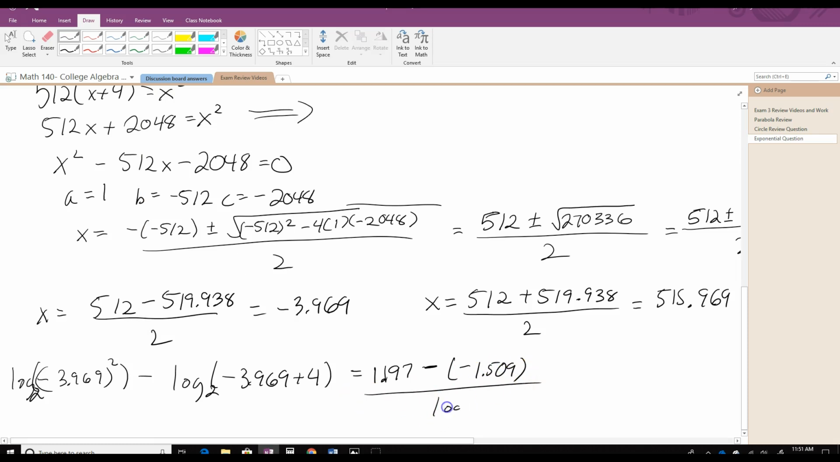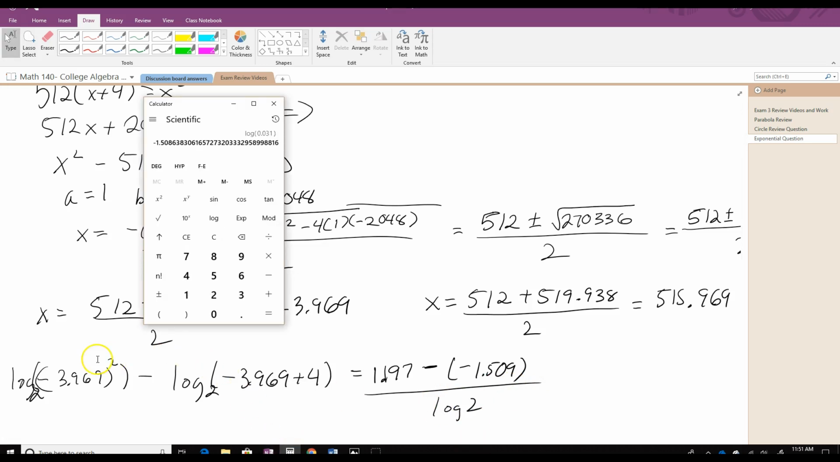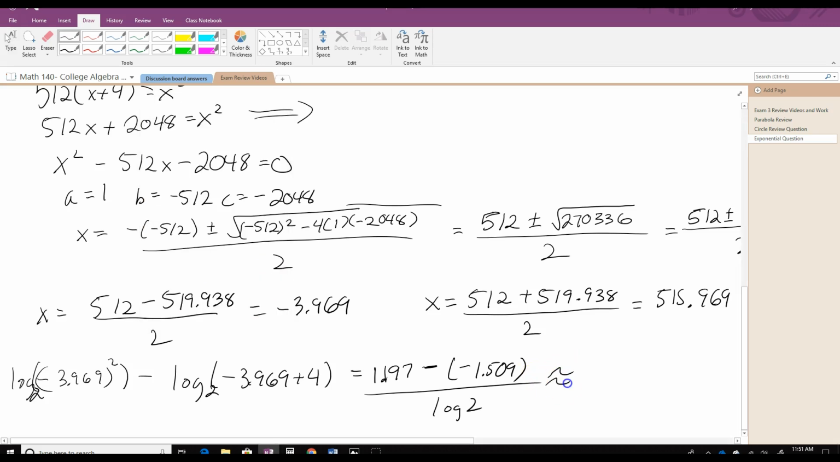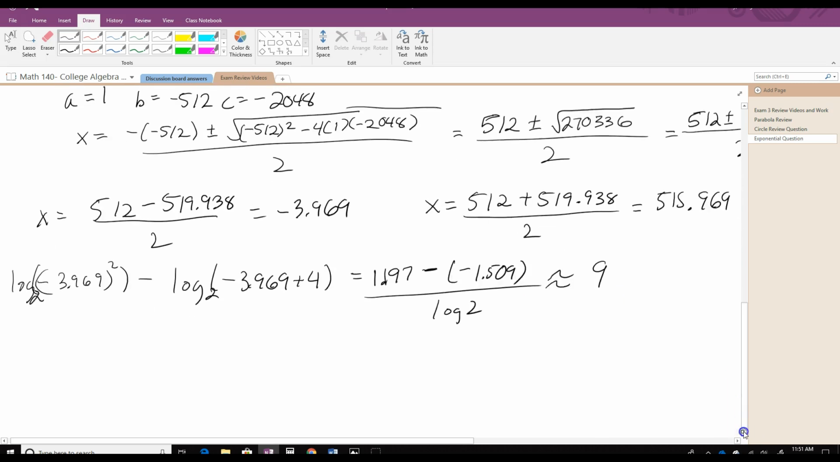Okay, and then I'm going to have to divide that through by log 2. So this is going to end up giving me a negative plus 1.197 divided by... and so that's about 9. There it is. It's approximately 9. Okay, so that one works.